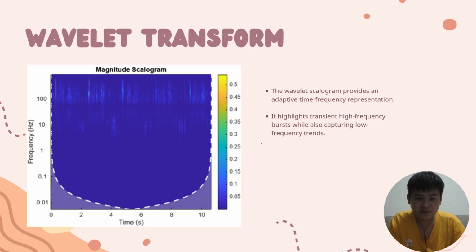Wavelet transform was used to provide an adaptive time-frequency analysis of the EMG signal. This plot reveals transient high-frequency events while preserving low-frequency trends. Unlike STFT, the wavelet transform excels in capturing short-duration bursts and is ideal for analyzing transient phenomena.